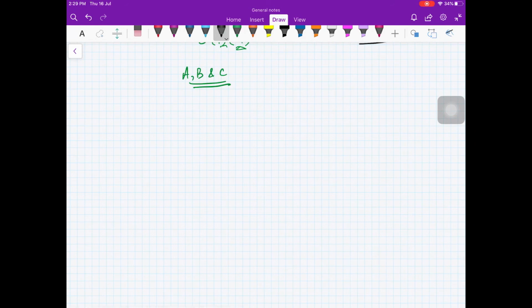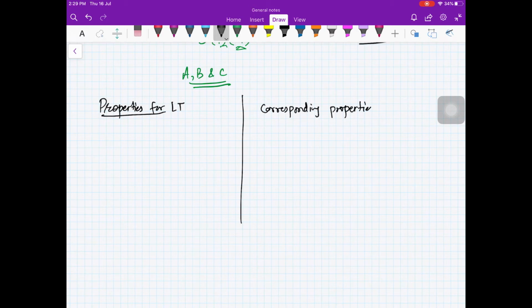Now we had properties for Laplace transformation. So you had these properties for Laplace transformations already. Then you can have corresponding properties for Laplace inverse transformation.